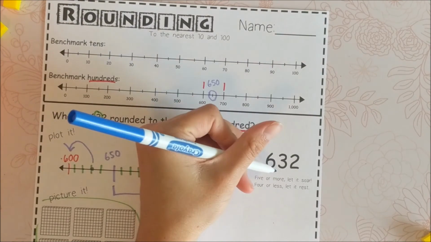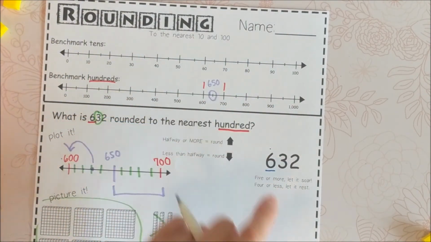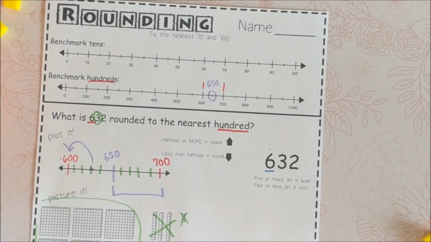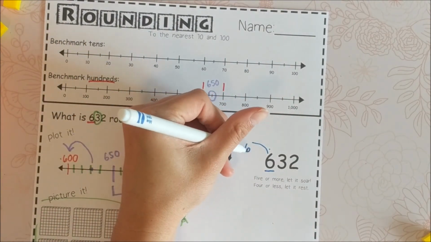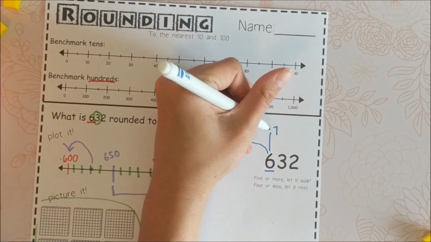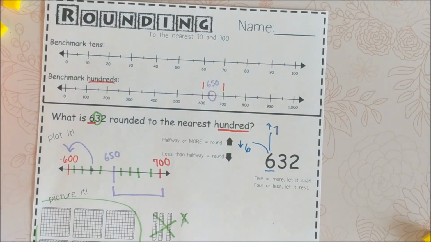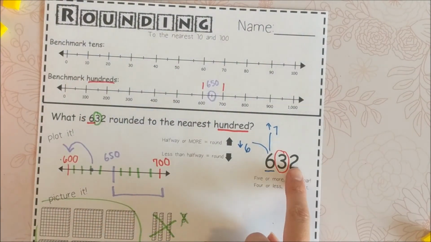Last strategy. What are you rounding to? 600, or hundreds place. Underline the place you're rounding to. This 6 is either going to stay the same if you're rounding down, or it's going to turn into a 7 if you're rounding up. Circle the digit to the right. This is the decider. This guy doesn't matter right now.